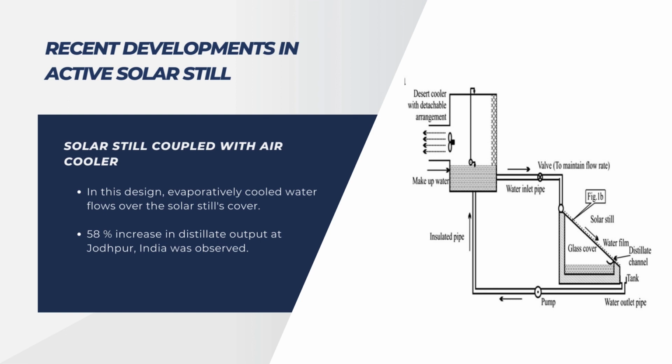Somvanshi and Tiwari proposed integrating a solar still with an air cooler, and this way, when we flow cooler water over the glass cover, we reduce the temperature of the glass cover, thus increasing the difference between the water temperature and the condensing cover temperature. In this design, evaporatively cooled water flows over the solar still's cover. This approach creates a temperature difference between the water and the cover, leading to a reported increase of the order of 58% in the annual distillate output in the climate of Jodhpur, India.